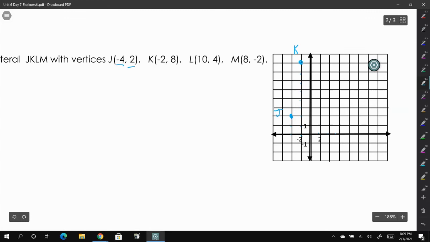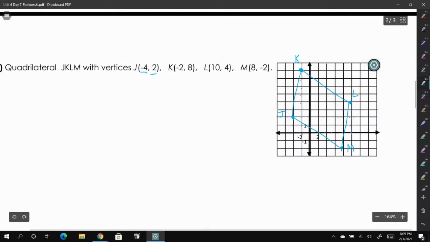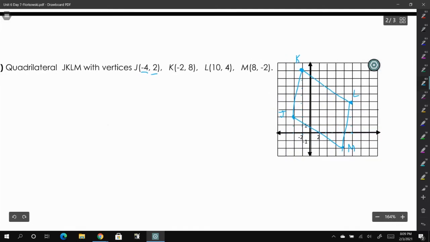L is at 10, 4. 1, 2, 3, 4, 5. So that's really 10, 4. 1, 2, 3, 4. And M is 8, -2. M is right there. Now you may say, well, this is obviously either a rhombus or parallelogram, but because your x coordinates go up by 2, you really don't want to go by the picture.